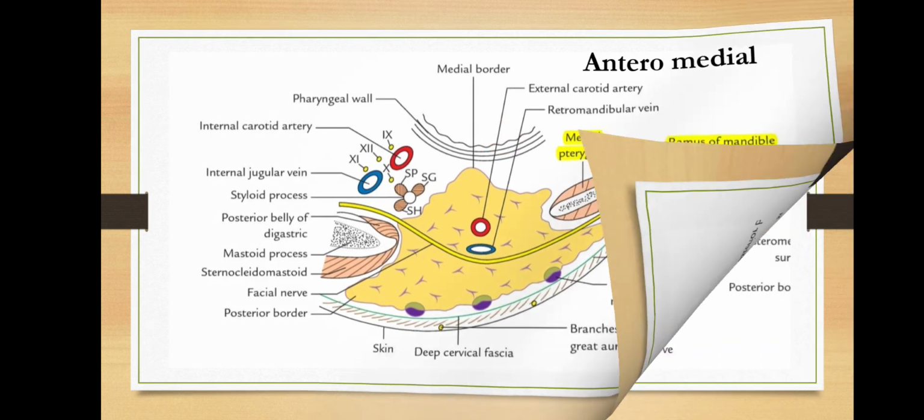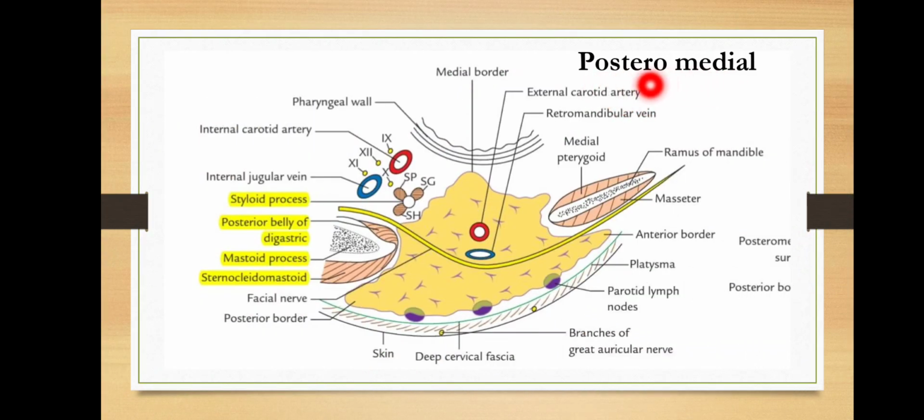Okay. Next, posterior medial surface. What are the relations of the posterior medial surface? Those are the styloid process, so this is the styloid process, and the posterior belly of digastric. The digastric muscle has two bellies, right? One is the anterior belly and one is the posterior belly. So this posterior belly of digastric is the relation here, and this is the mastoid process, and this is the sternocleidomastoid muscle. I repeat, the posterior medial relations of the parotid gland are styloid process, posterior belly of digastric, mastoid process, and the sternocleidomastoid muscle.